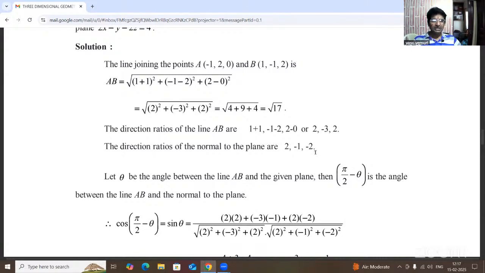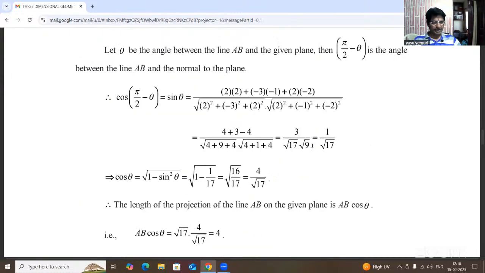Substituting in the values of A, B, C and L, M, N: 2 into 2 plus minus 3 into minus 1 plus 2 into minus 2, divided by the square root of 2 squared plus minus 3 whole squared plus 2 squared, into the square root of 2 squared plus minus 1 whole squared plus minus 2 whole squared. After the substitution, we are getting 1 by root 17.